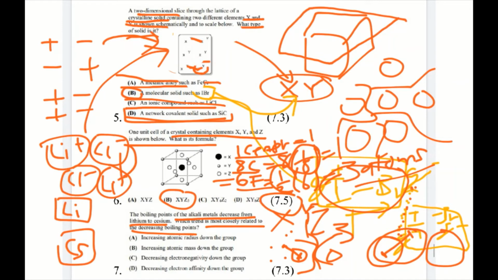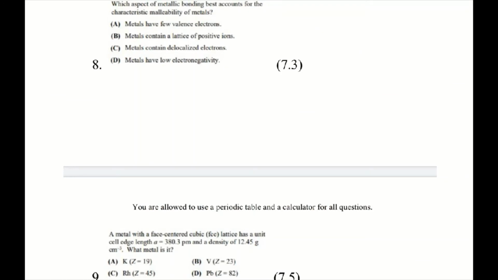So what causes this? Let's see. Atomic radius? Well, we just talked about that, so that's probably the answer. Increasing atomic mass? No. Decreasing electronegativity or electron affinity? No. So our answer is A. Now let's take a look at number 8.